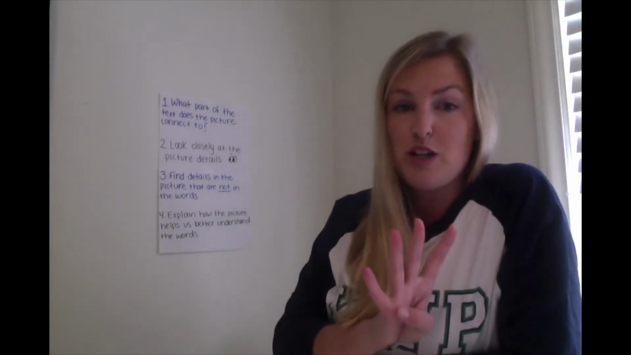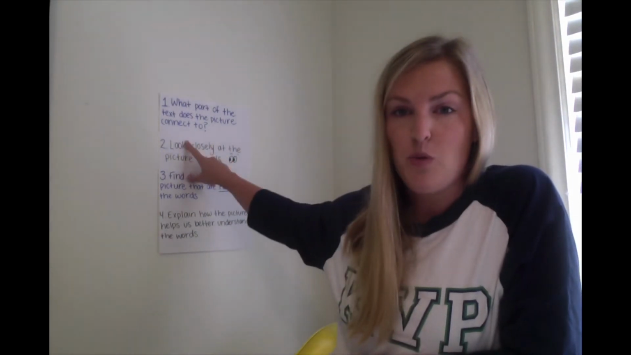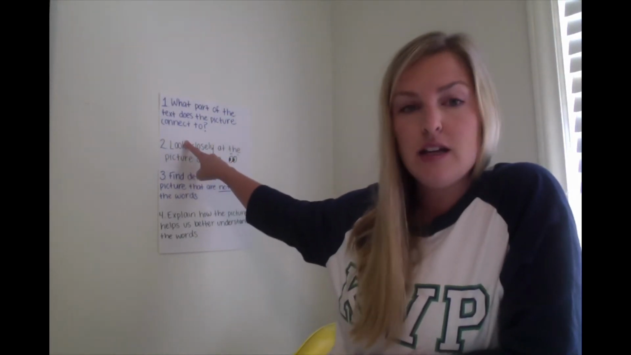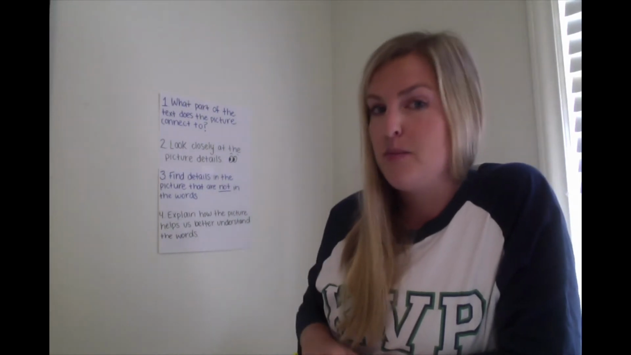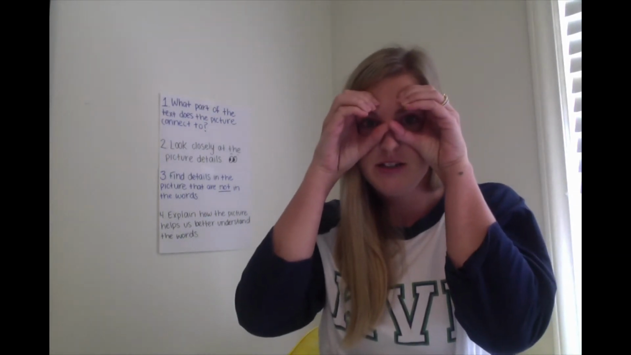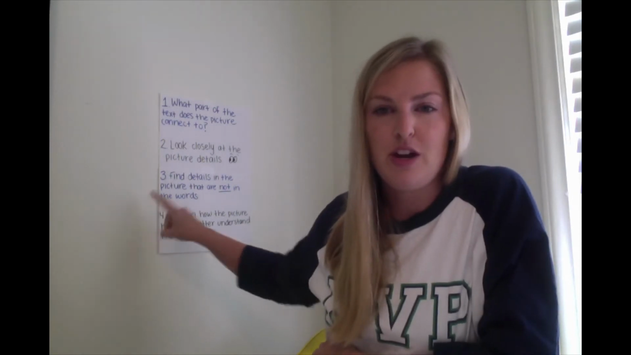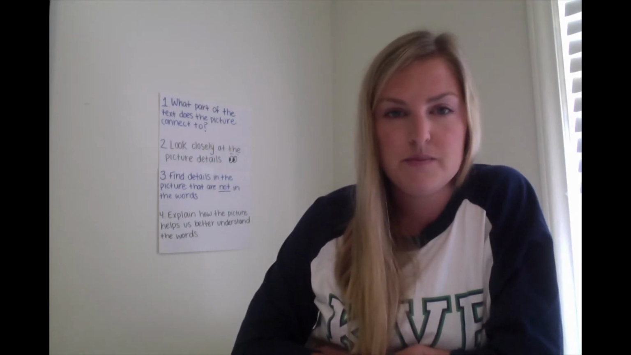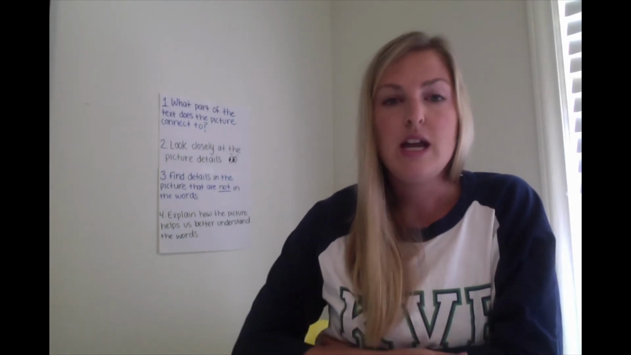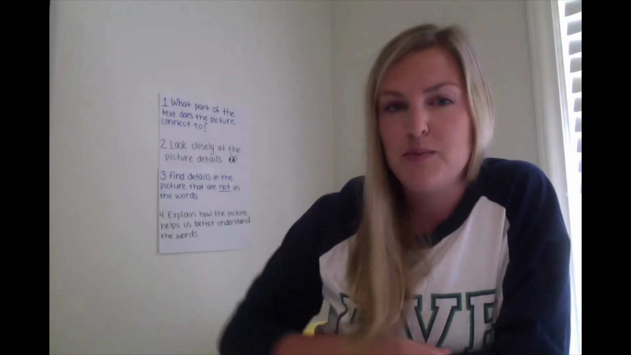So let's go over our 4 steps one more time. Step number 1, what part of the text does the picture connect to? Awesome. Step number 2, look closely at the picture details. Step number 3, find details in the picture that are not in the words. And step number 4, explain how the picture helps us better understand the text. So before we go over my model, I want you guys to listen as I read the pages.